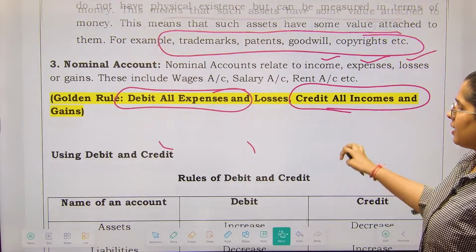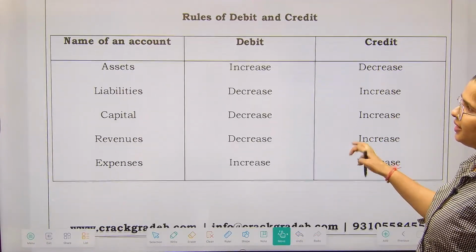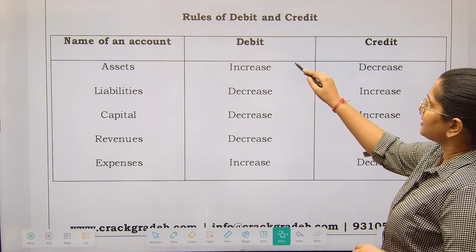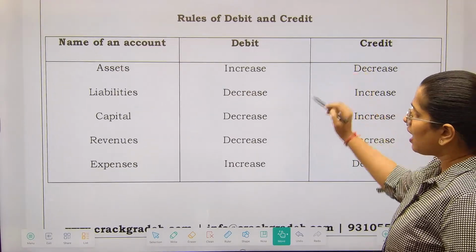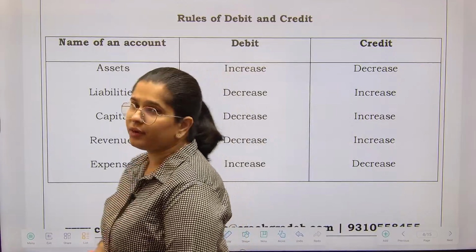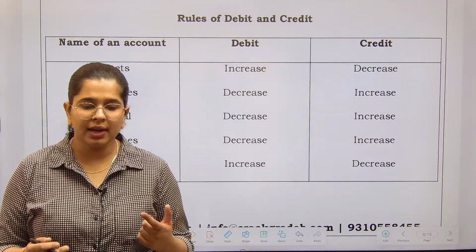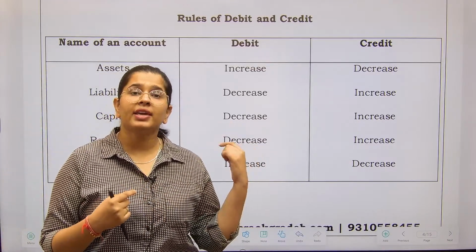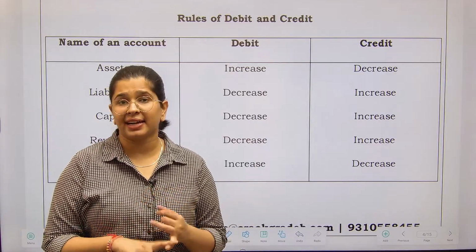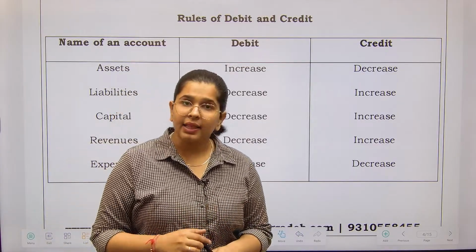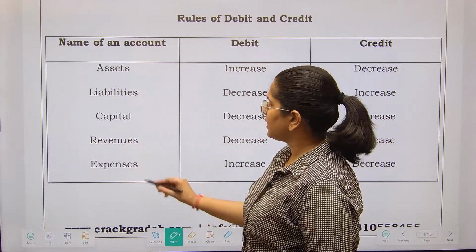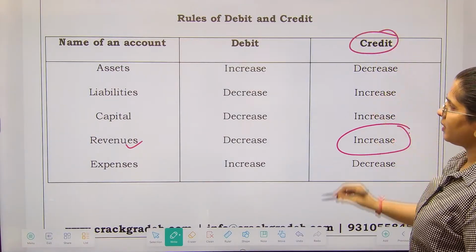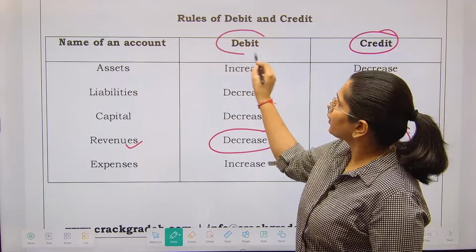ठीक है? Now these are the rules of debit and credit. Assets, liabilities, capital, revenues and expenses. ठीक है? Debit करने से increase होगा, credit करने से decrease होगा. By the accounts only you can have an idea about it. Nominal accounts talk about the expenses and incomes, and there we have seen that debit all the expenses and credit all the incomes. So iska matlab income, where is the income? Yes, revenue is going to increase if you credit it. Revenue is going to decrease if you're going to debit it.